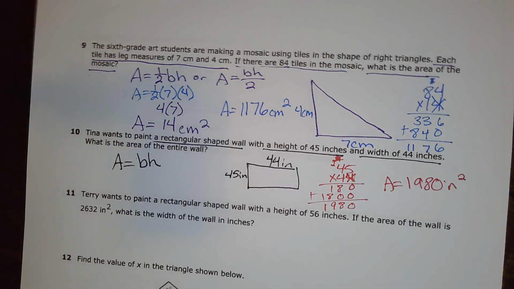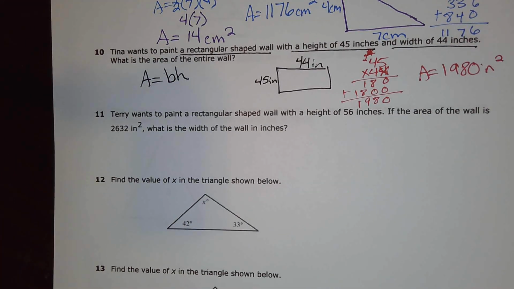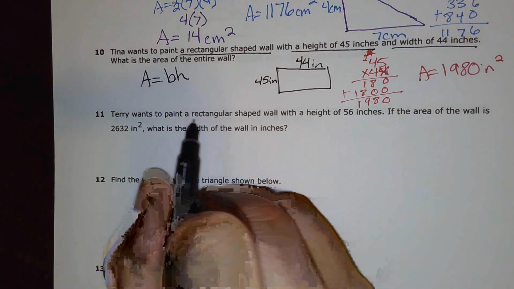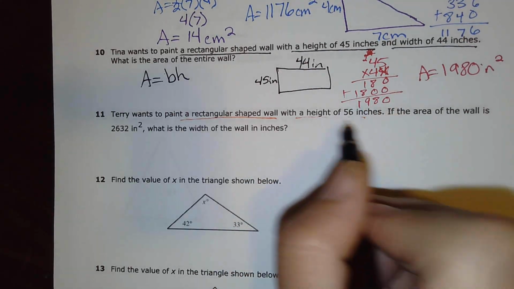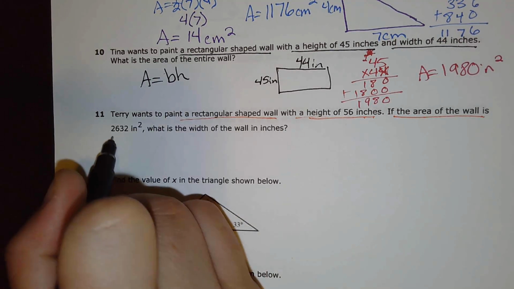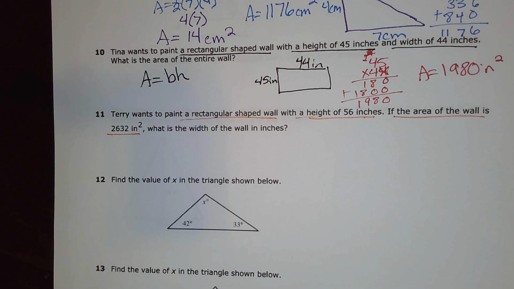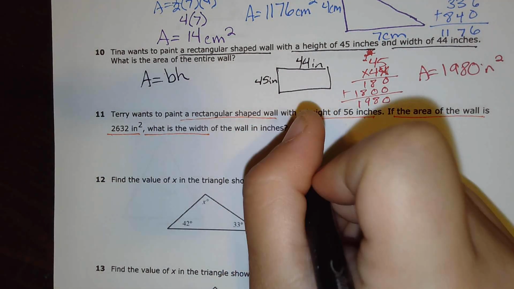So it's really not that bad. Just plug in some stuff and you're good to go. All right, same thing here. Instead of Tina, it's Terry. She wants to paint a rectangular shaped wall, a height of 56 inches. Here, though, they're saying the area of the wall is 2,632 inches squared. They want to know what is the width. Okay, that's fine.